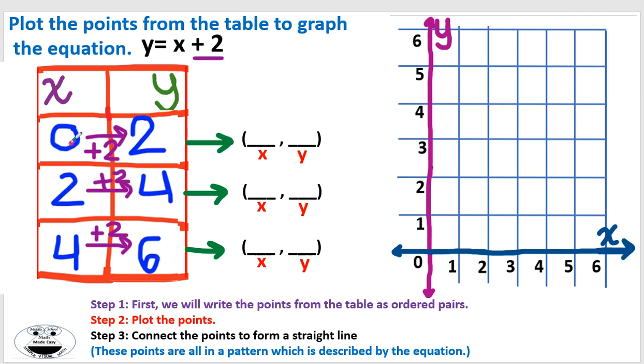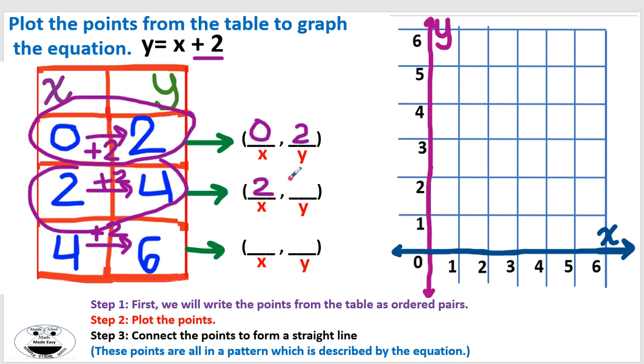Now I'm going to plot the points. I take my first row. This is my x, 0. This is my y, 2. My next row, 2 is my x, it's in the x column. 4 is my y, it's in the y column. And then I take my last row, 4 is in the x column, and y is 6.